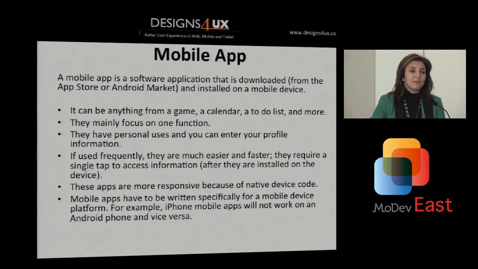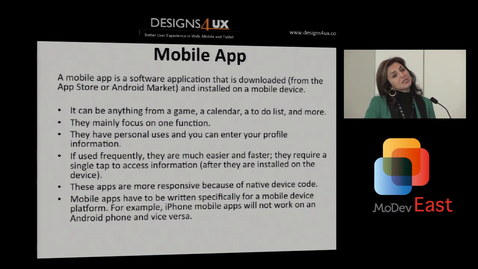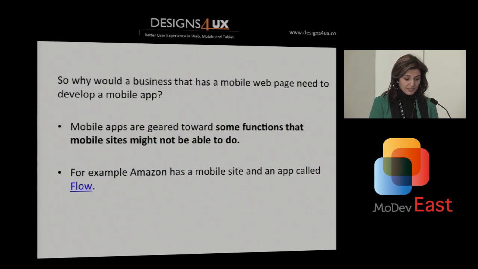A mobile app can be anything, as you know: a game, calendar, to-do list, and it focuses only on one function. Since it's personal, you enter your information. Next time you go to the app, it's very quick. You can tap into it and go to the function that you want. And mobile apps have to be written specifically for a mobile device platform. For example, an iPhone mobile app does not work on Android or vice versa.